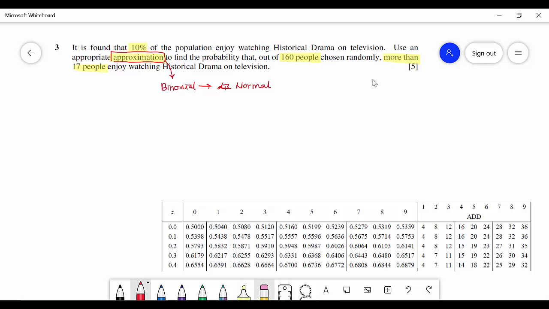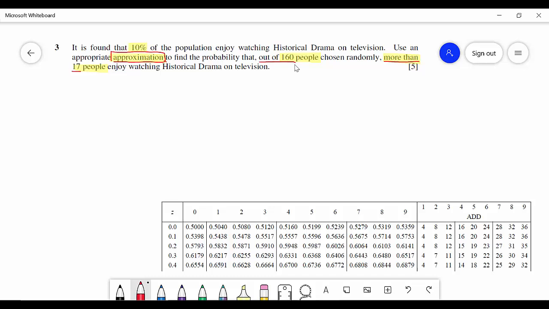Okay, all right, so this is one of the important hints. This keyword is one of the important hints to tell me that originally it should be a binomial and we want to change it to normal. All right, so another one is the keyword here. You see that we have out of 160 people, a larger number, and then we are looking for the probability of a group of a smaller number, more than 17. This is a smaller number compared with 160. All right, and then enjoy watching the drama on television. So more than 17 people, something happened to them. So for this kind of question structure, it belongs to binomial distribution.